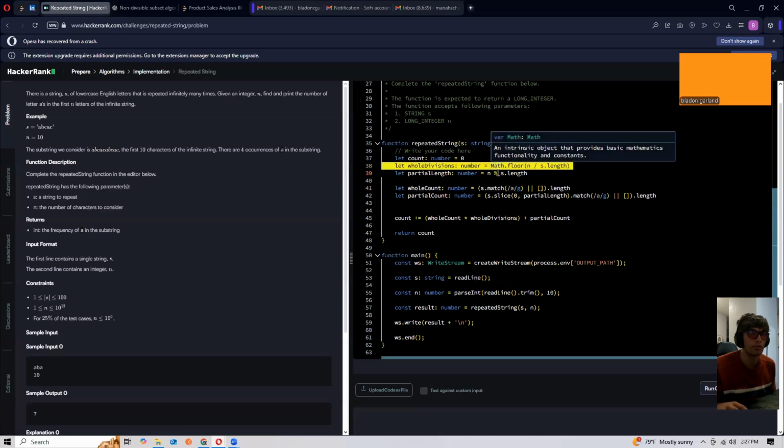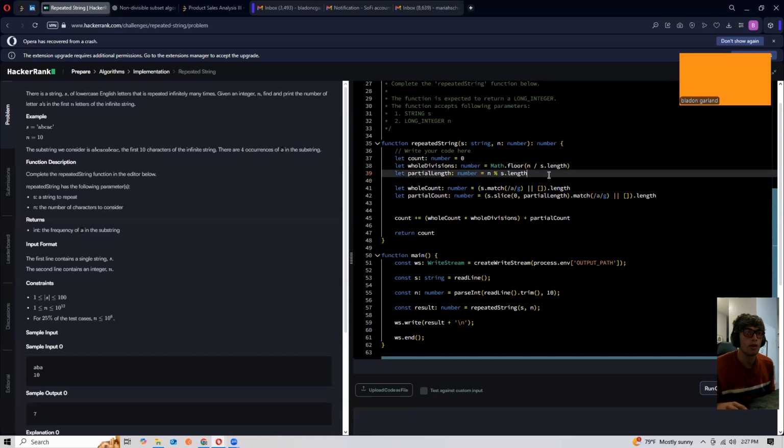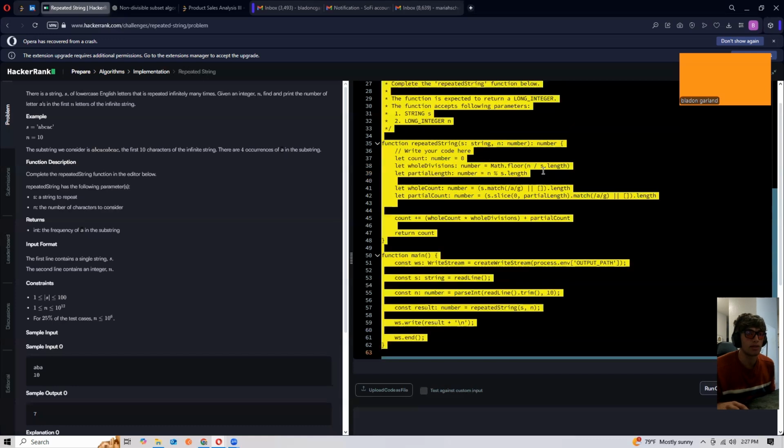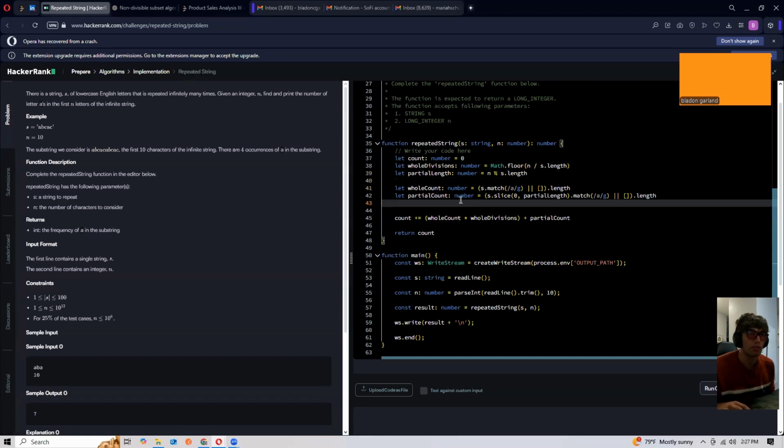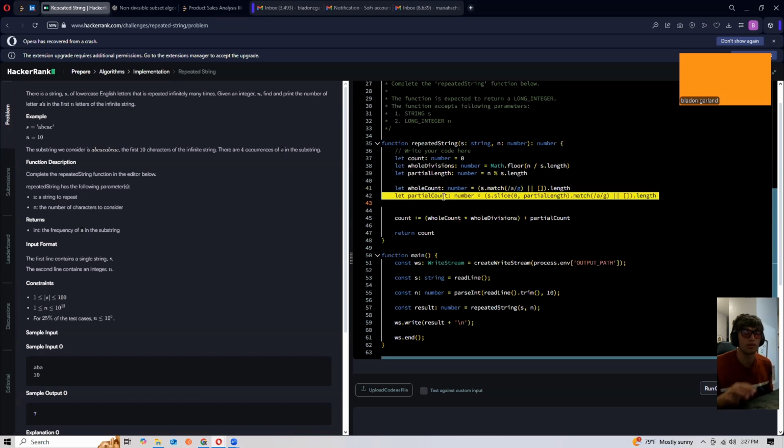I think for development purposes, what we did was correct here. Partial length, this one's a little iffy, but again, it goes back to good development practices, and I think we're in the right here. Whole count does a good job. Partial count does not do so much of a good job.